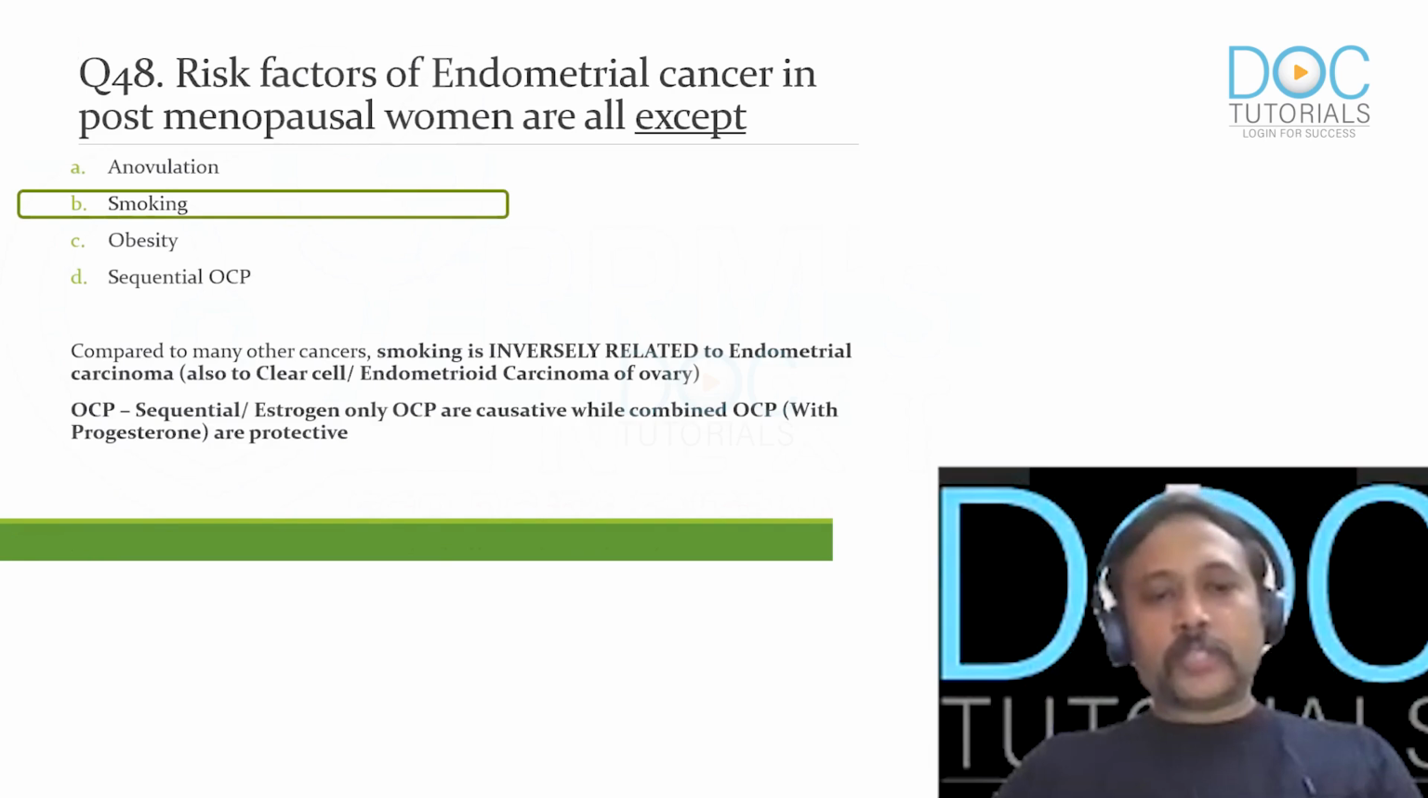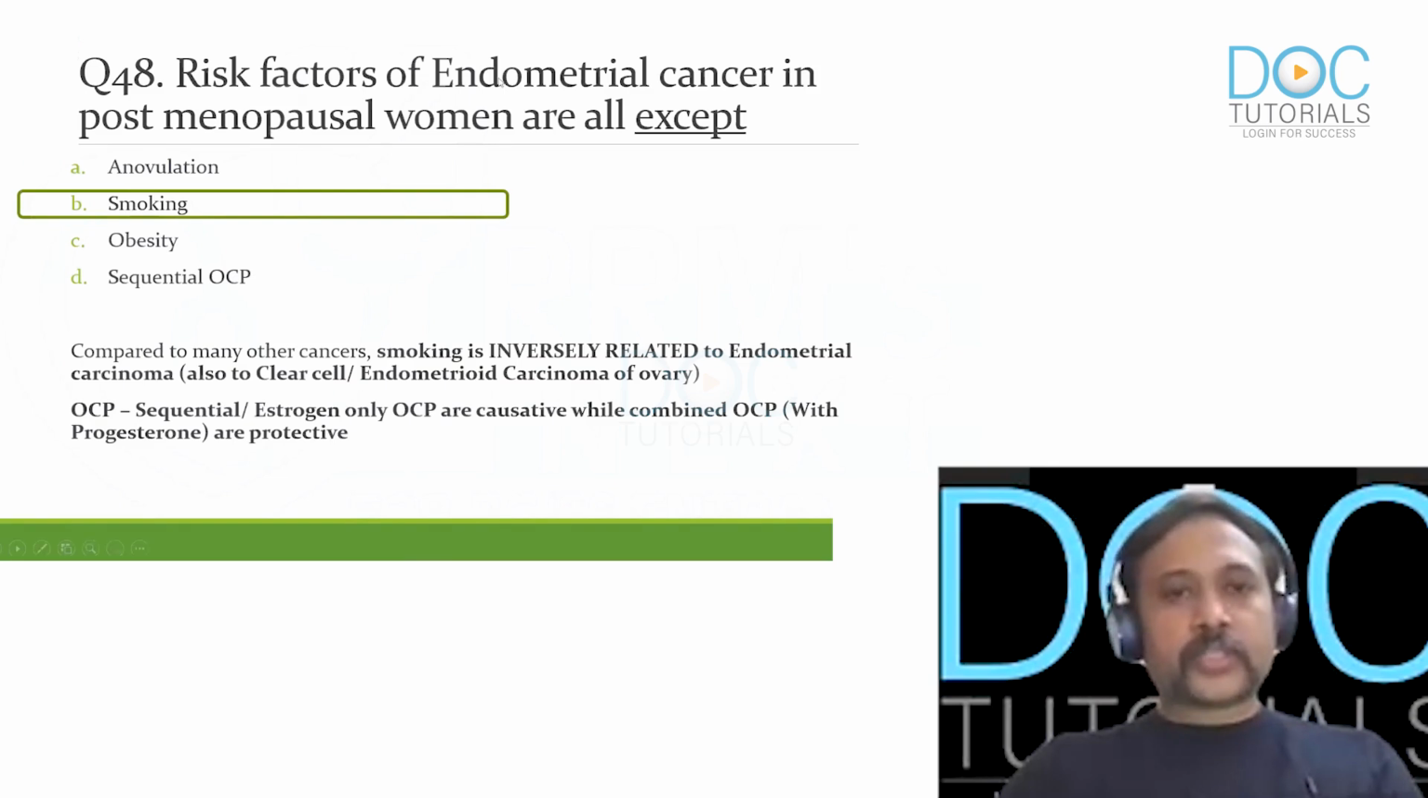When you take up OC pills, on the other hand, the combined oral contraceptive pills which have progesterone are considered to be protective. When you use only the estrogen pills, or when you are using the sequential pills where you initially use the estrogen component and then switch over to the progesterone component, you will have an increased risk, whereas your combined oral contraceptive pills are going to be protective.